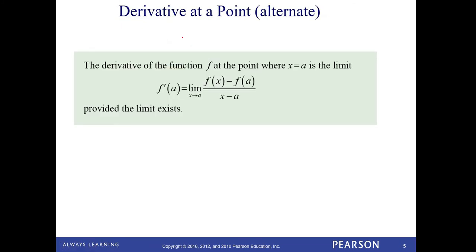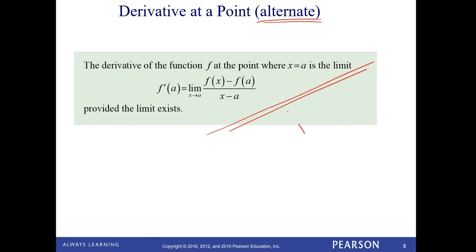Okay, the derivative, this is an alternate definition using x and a instead of the other. Let me go ahead and write this down. The derivative of a function f at the point where x equals a is the limit: f prime of a equals the limit as x approaches a of f of x minus f of a over x minus a. So again, this is an alternate definition.